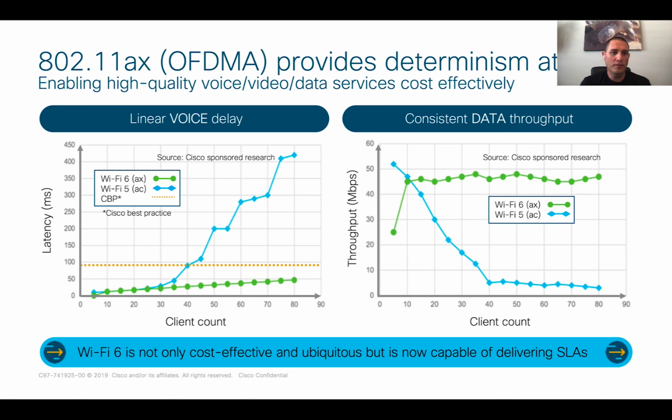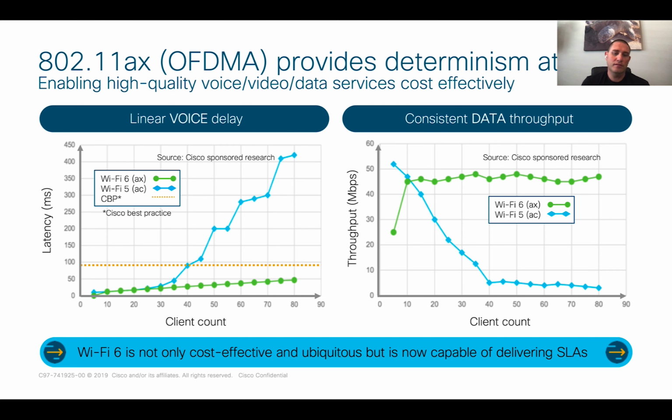So what does that equal? So OFDMA, 802.11ax OFDMA, it provides determinism at scale. So it enables high quality, high density voice, video, and data services at a lower cost, essentially.